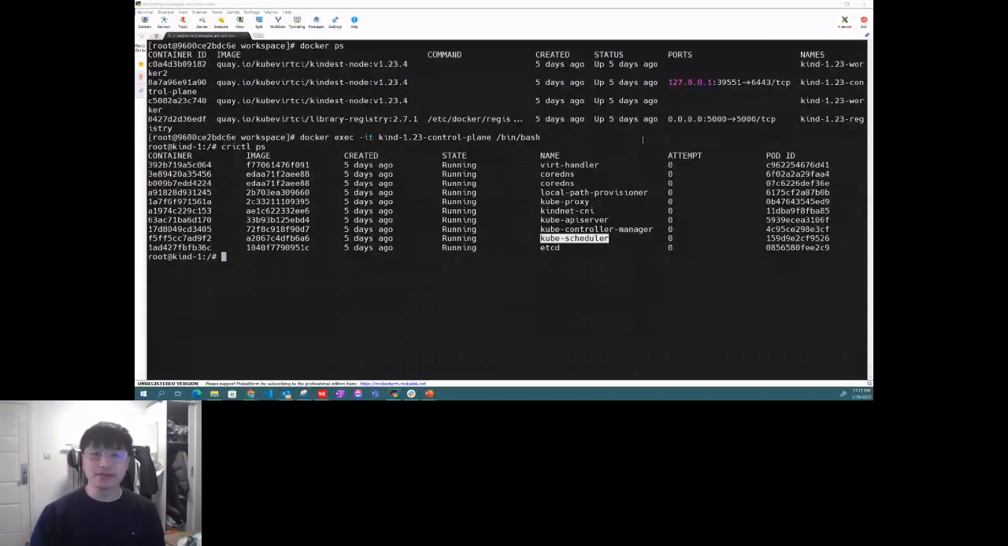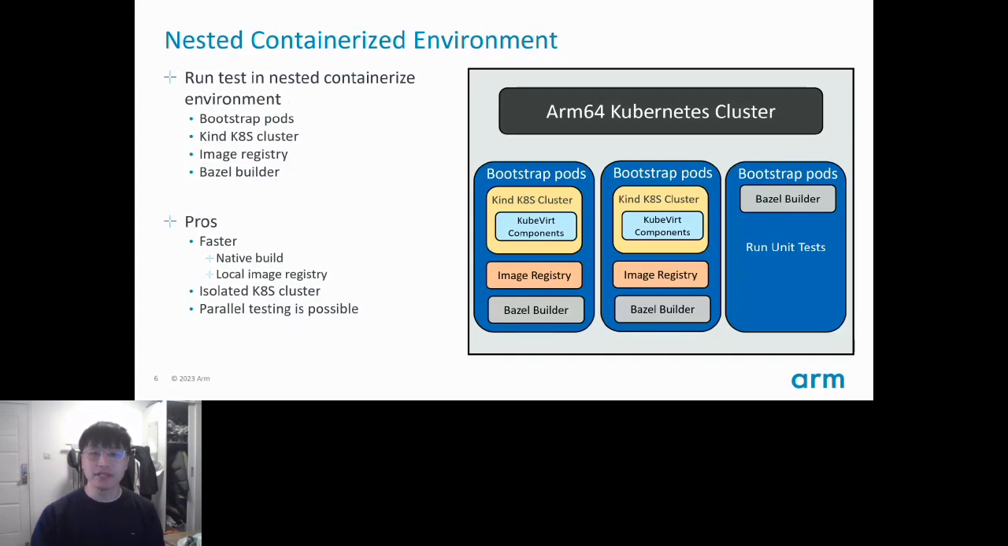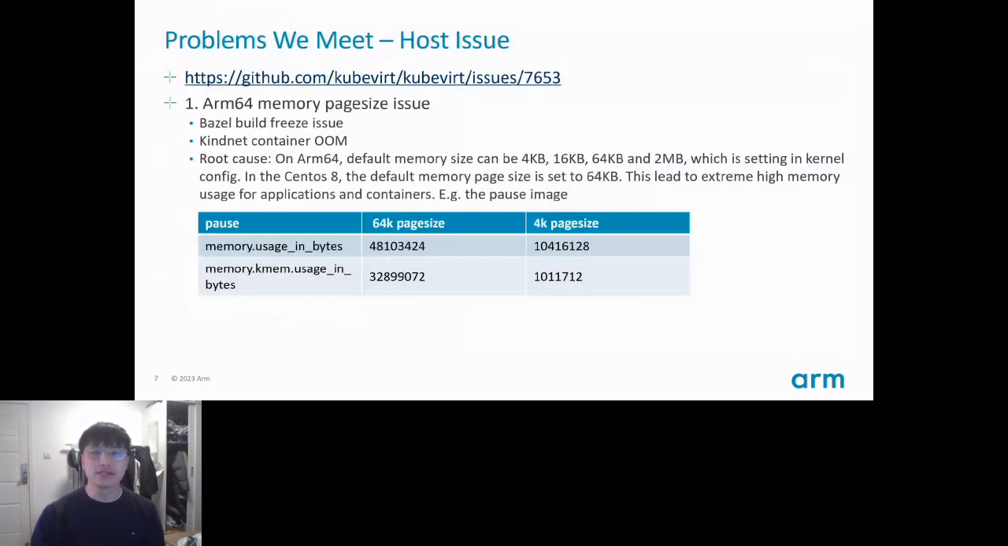The testing environment is isolated by containers, which allows us to run multiple tests on a single server. This approach has several advantages. Firstly, it is faster as it uses native build and a local image registry, which saves time in compiling, image push, and pull process. Additionally, we have an isolated Kubernetes cluster that enables us to run parallel testing. We encountered several issues when enabling testing on the Arm64 platform, which are documented in the following links.